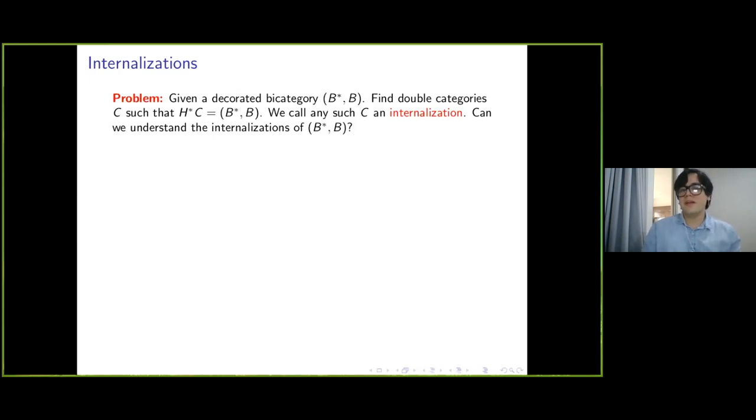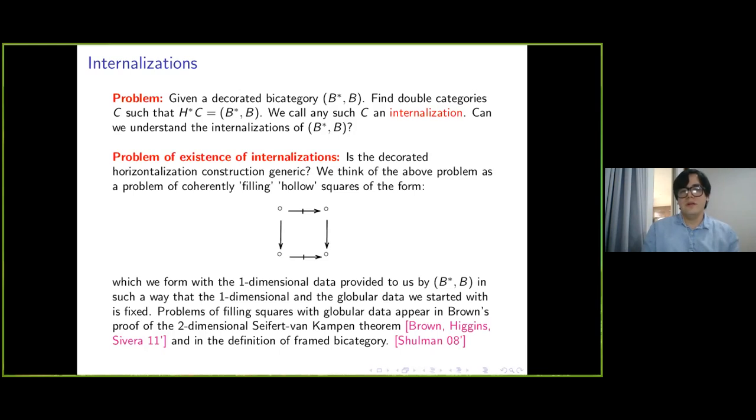So can we understand the internalizations of a decorated bicategory? Or more elementarily, is the decorated horizontalization construction generic? That is, if I have a decorated bicategory, can I always interpret this as the decorated horizontalization of some double category? Can we extend any decorated bicategory to a double category?